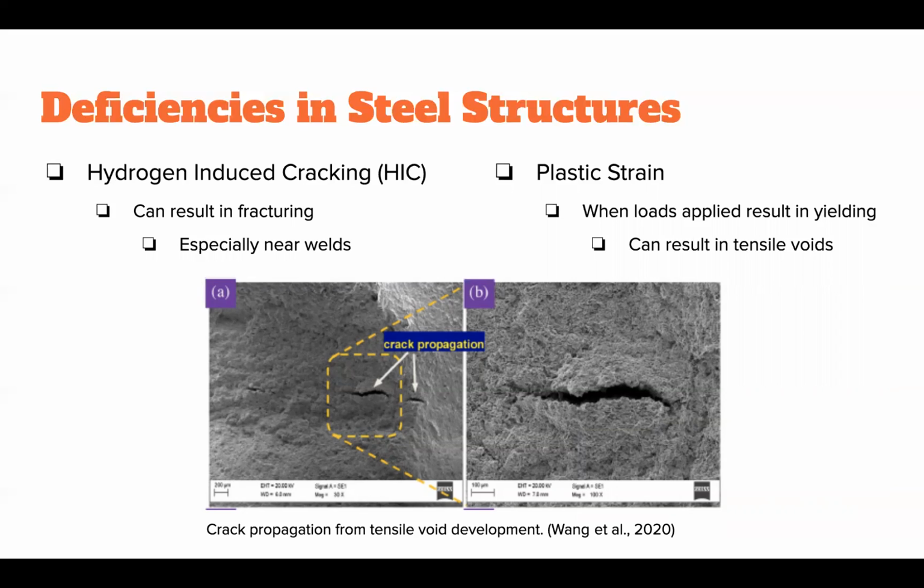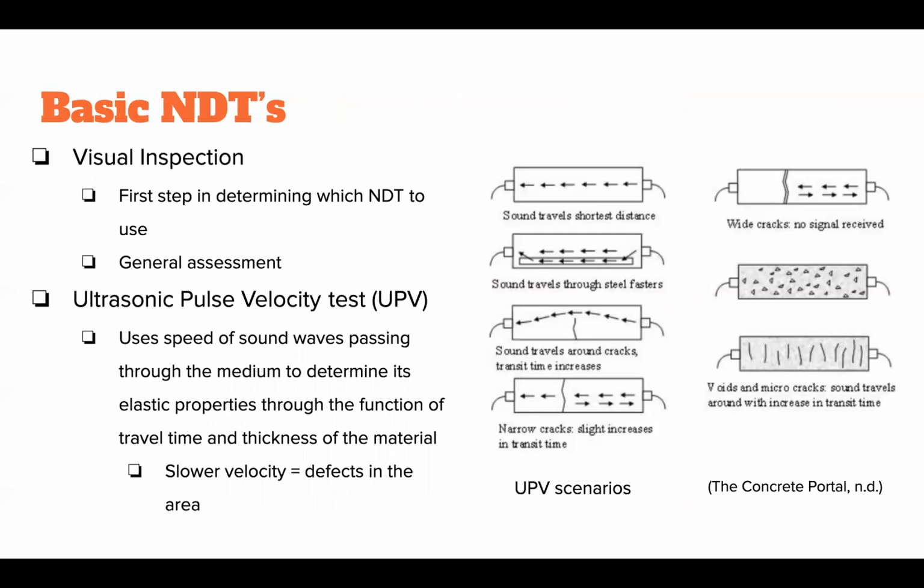Because the deficiencies discussed may result in failure of a member or structure, evaluation and assessment are vital to ensuring public health and safety. NDTs are an important tool in this evaluation. One of the most basic NDTs is just visual inspection, which is the first step in determining which NDTs may be needed and is a general assessment. Furthermore, the ultrasonic pulse velocity test uses the relationships between speed and time to determine variations in a material's thickness. This test can show where defects such as cracks are in the material.